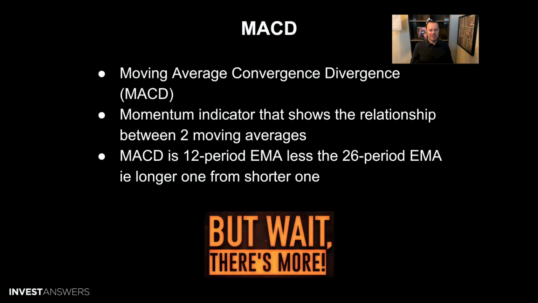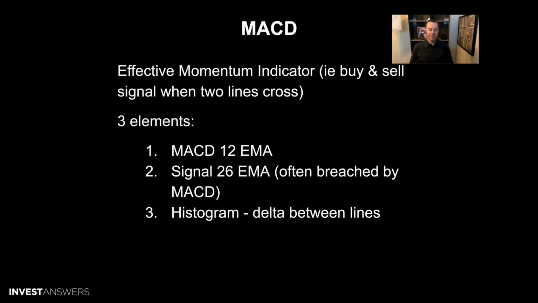Now, MACD is Moving Average Convergence Divergence. It's a bit of a mouthful. I like to call it Mac Daddy, just for fun. It's easier to say. And it basically shows the relationship between 2 moving averages, nothing more, nothing less. You've got a 12 period and a 26 period, but there's more. There are only really 3 elements to the MACD. And what's important to know is your buy and your sell signal basically happen when 2 lines cross.